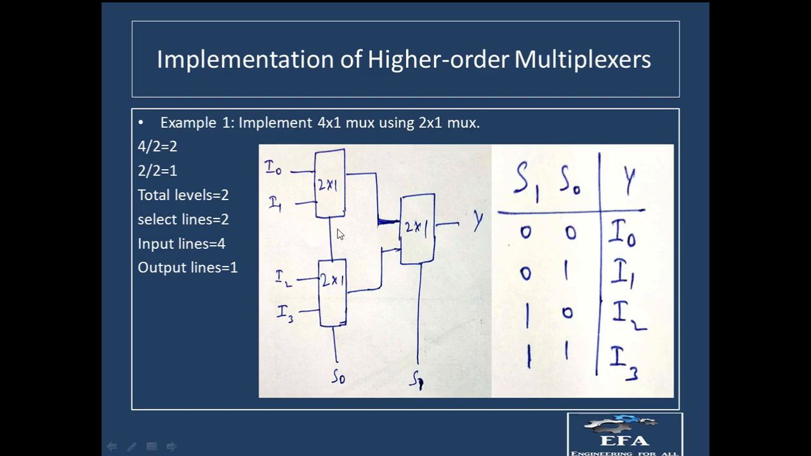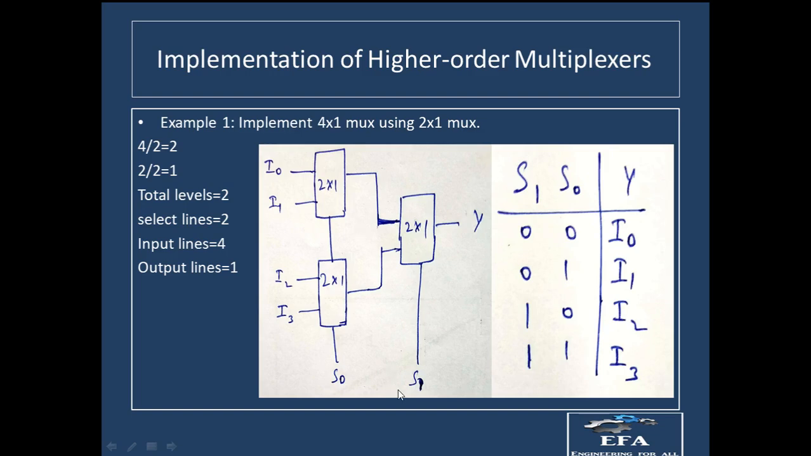Now as already discussed, the select lines will be equal to 2, so we have to distribute the select lines between these levels. The first level will have the select line s0, and the second level will have the select line s1. Okay, so this is the circuit diagram which can be made. Now let us verify whether this circuit diagram is working properly or not.